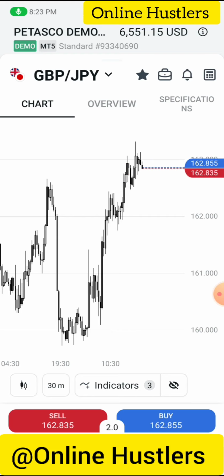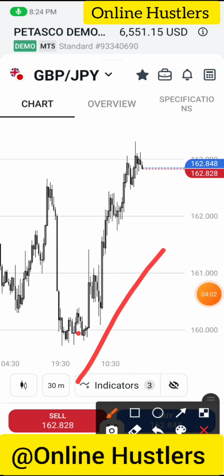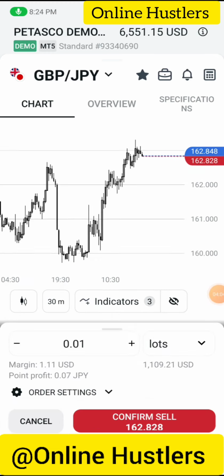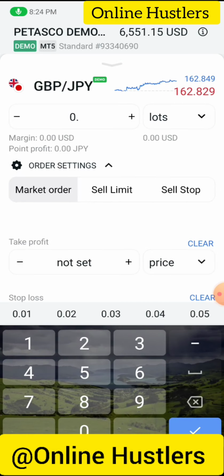So now let's sell this currency pair. So click on sell down here. So just click on sell. This is our lot size, 0.2.